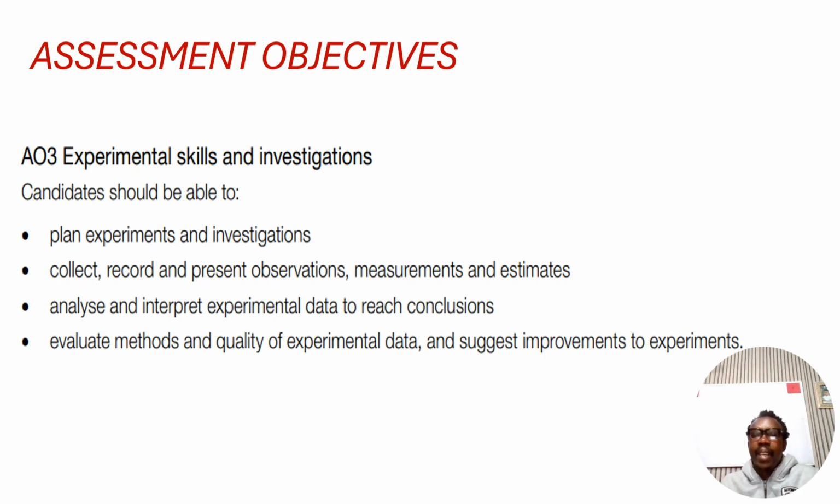Still on assessment objectives, assessment objective 3, which is experimental skills and investigations, is a practical skill and it's assessed only in paper 3 and paper 5. For A2 students, it is only assessed in paper 5, not in paper 4. For AS students, it's only assessed in paper 3, not in paper 1 and 2.